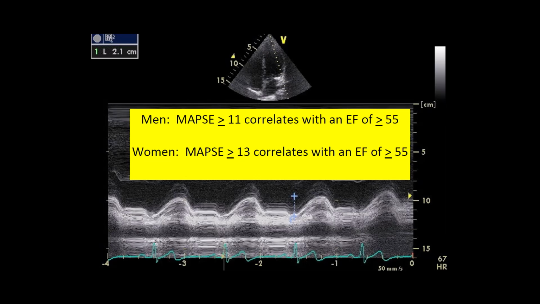A MAPSE is a crude method of assessment of the LV systolic function. If you have a MAPSE more than 11, then it gives you an impression that you have an ejection fraction more than 55%, that's in a male. And if you have a MAPSE more than 13 millimeters, then you have an ejection fraction more than 55 in a female. So it's not a clear-cut, accurate method of assessment of the LV systolic function, but it excludes severely impaired LV systolic function.